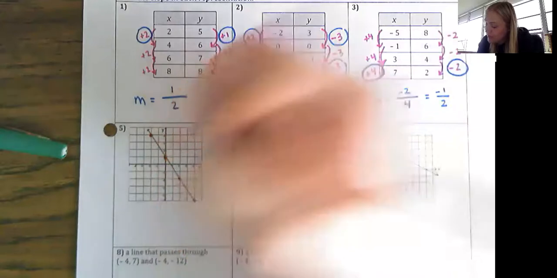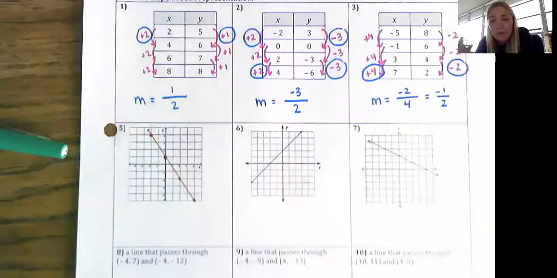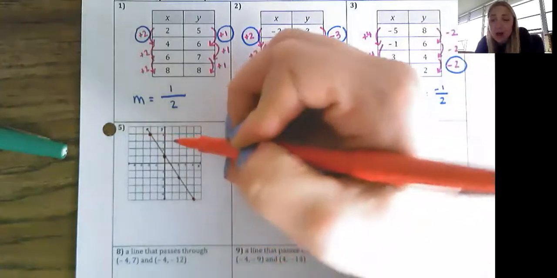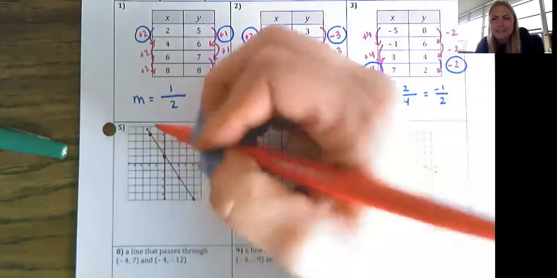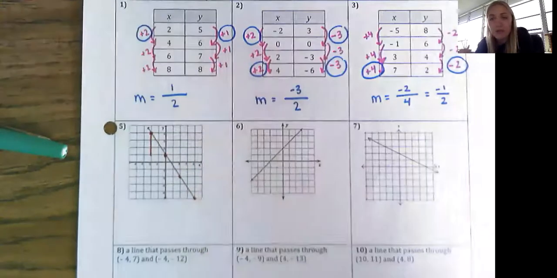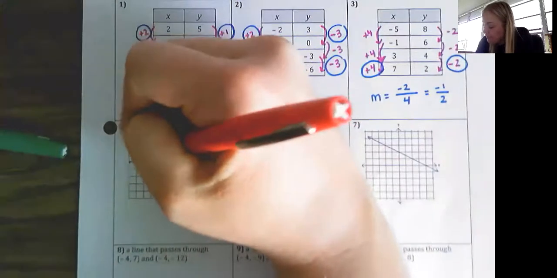So if I'm using these first 2 dots, I am going to go up or down first. I'm not going to the right because that's not the rise. So I'm going to actually go down. This is a negative slope, so I'm going down spaces. How far down did I go?